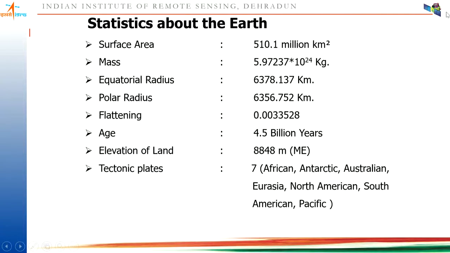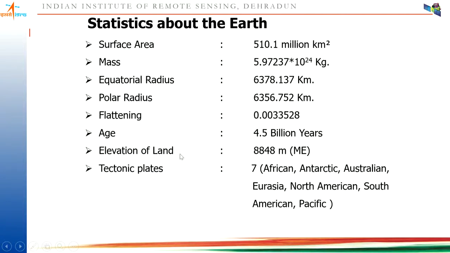There are two or three concepts, as I explained to you. One is that we need to define the Earth first, which is a three-dimensional geometry, and when we convert this three-dimensional geometry to a paper map, which is basically two-dimensional, the conversion or transformation is called map projection from 3D to 2D. We'll come to that. The flattening coefficient is around 0.0033528. It is just a ratio of the major and minor axes, and the age is around 4.5 billion years.